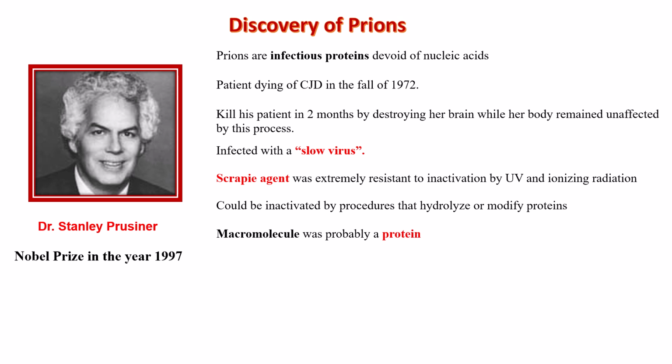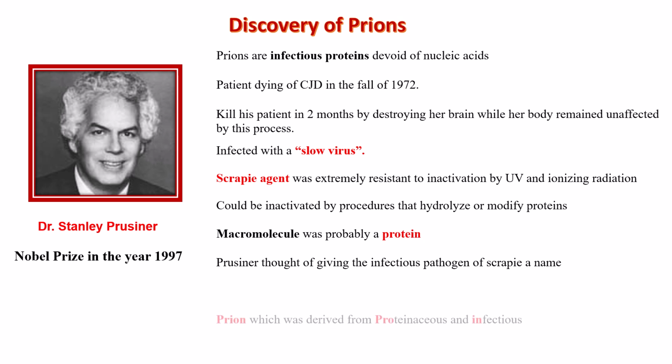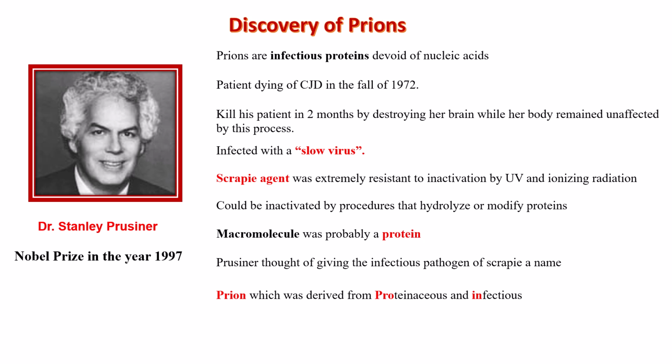Once this was established, Prusiner thought of giving the infectious pathogen of Scrapie a name so as to distinguish it from viruses and viroids. He suggested the term prion, which was derived from proteinaceous and infectious. So prions can be defined as proteinaceous infectious particles which lack a nucleic acid.